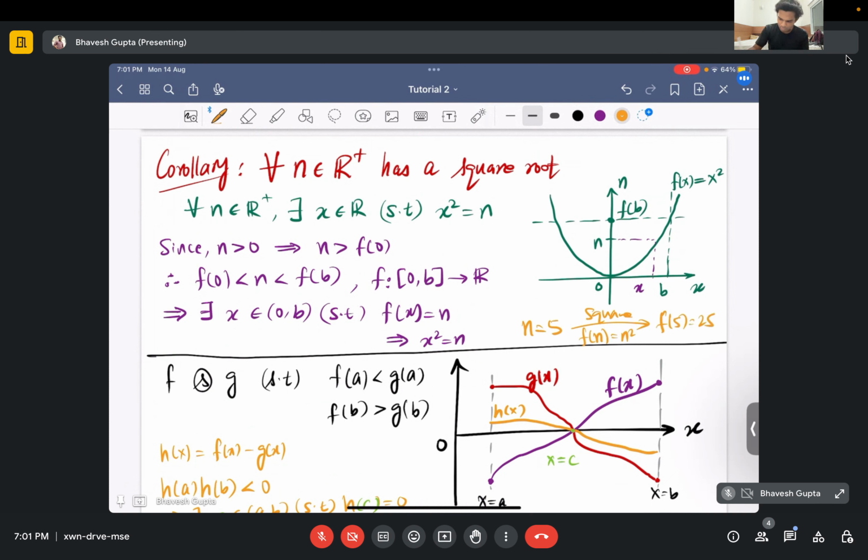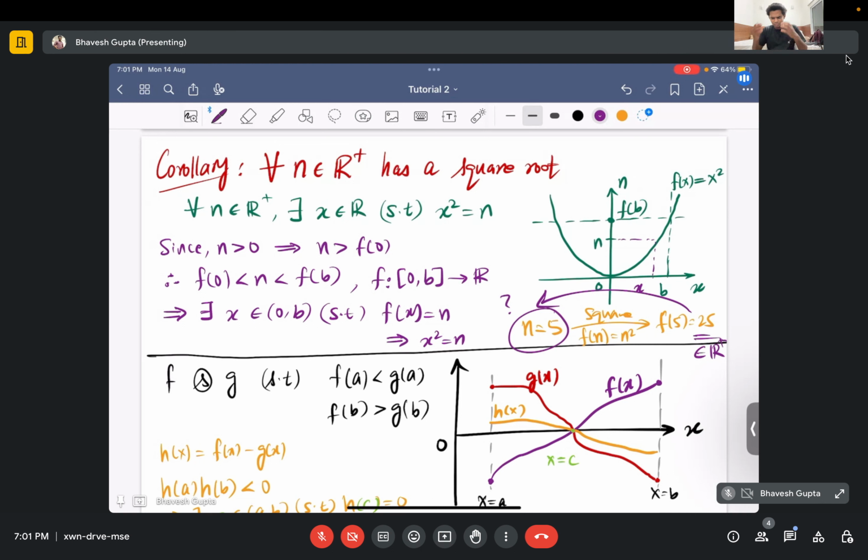So I'm basically trying to ask the reverse question. Let's say I gave you this 25, which belongs to R plus. I'm trying to find whether this thing exists or not. A reverse question. Why am I interested in this?